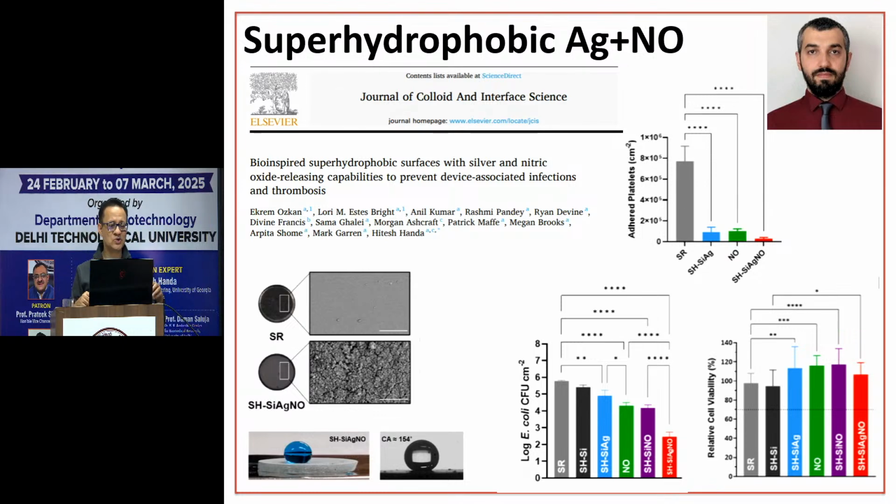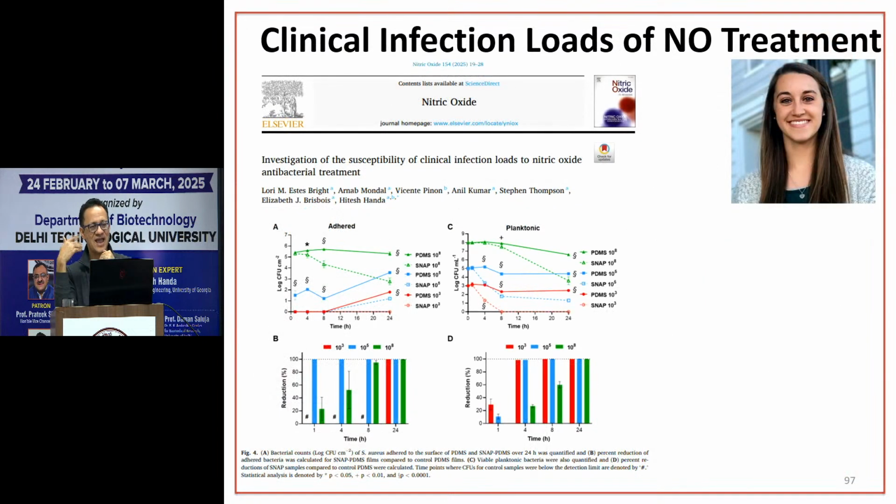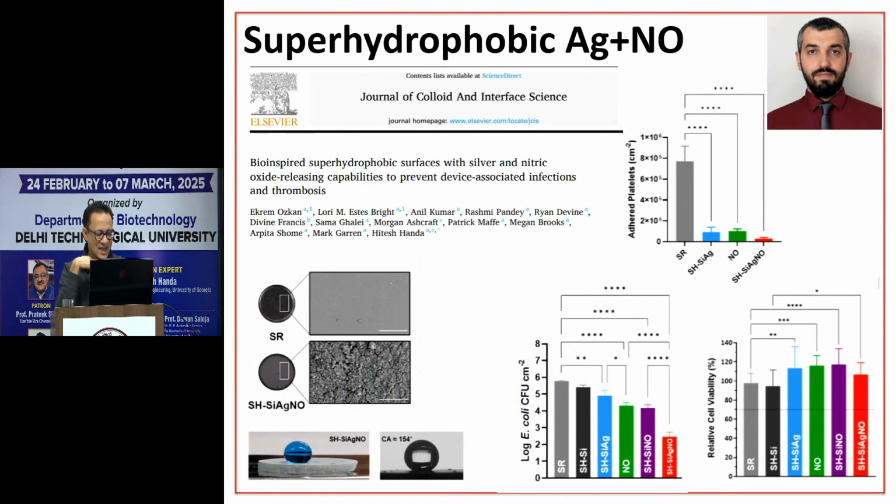And he also made this surface both silver and nitric oxide releasing. You know silver is a standard used in industry right now. So we thought, why not make a surface that's a combination of silver, nitric oxide and super hydrophobic. So it's a super hydrophobic, silver releasing, NO releasing surface. And we did a lot of studies. It's a good journal. And we saw that the combination was not cytotoxic.